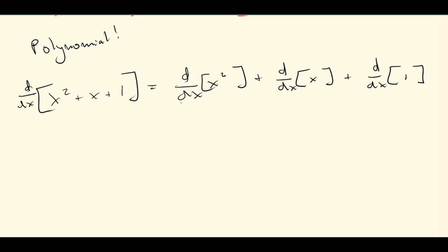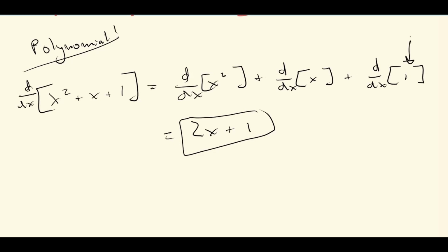So using the power rule, we're going to get 2x plus 1 as the derivative of this polynomial. So just using this simple rule that the derivative of a polynomial is equal to the derivative of each individual term added together, we get this. The derivative of x to the second is 2x, plus the derivative of x is 1, plus the derivative of any constant is just 0. We have a 1 here, so it's just 0.